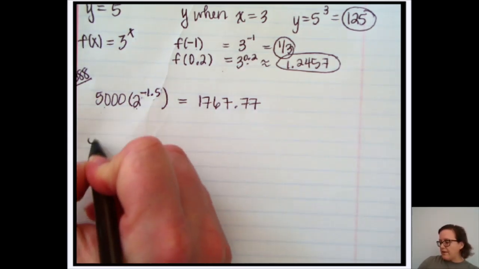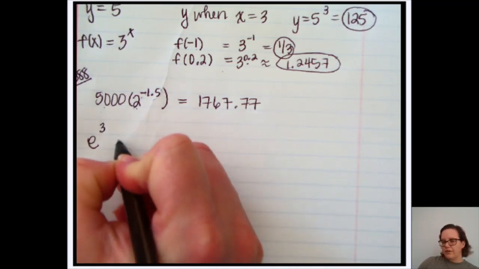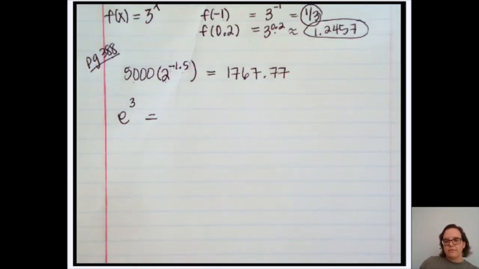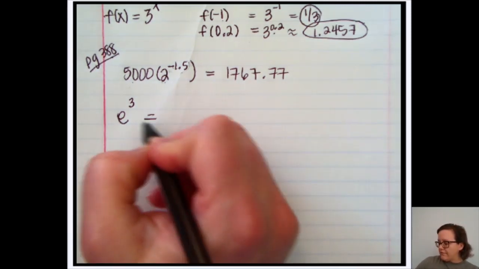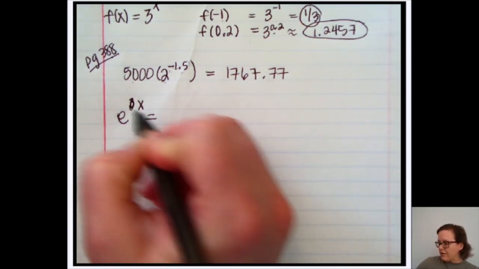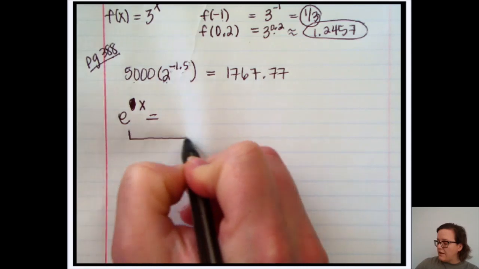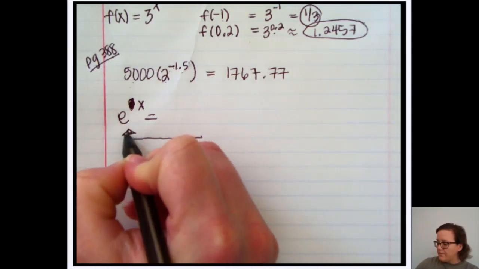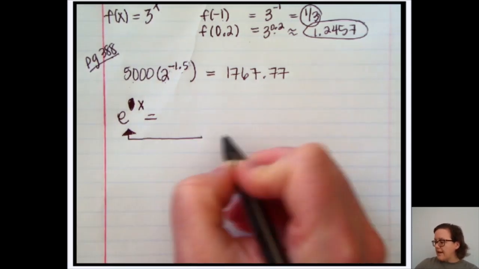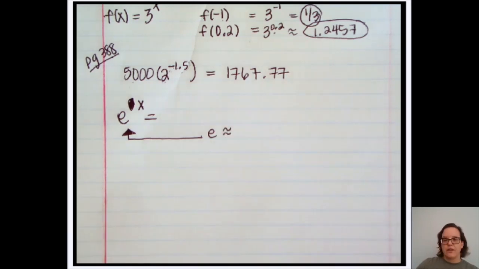Now, what about this? e to the third, or let's just change that to e to the x for a minute. Is this an exponential? The answer is yes. This has to do with the natural exponential function. And e is actually a number. Do any of you know it from a previous class? How about if we're not sure what it is?